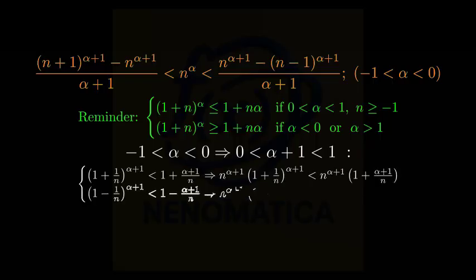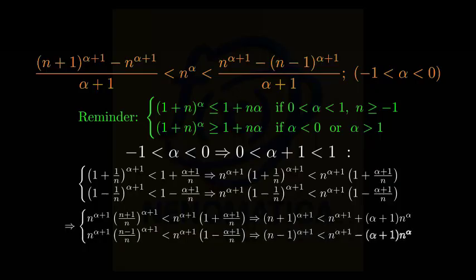We'll use the fact that if 1 plus 1 over n is raised to the power of alpha plus 1, it's less than 1 plus alpha plus 1 over n, according to our reminder. Then we can apply some algebraic manipulations, multiply both sides by n to the power of alpha plus 1, and simplify to get our first intermediate result. Let's continue with the next step in our proof. We can simplify what we have.